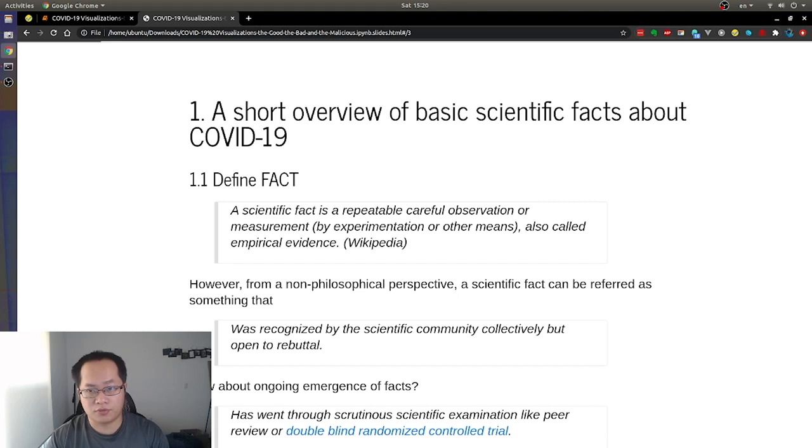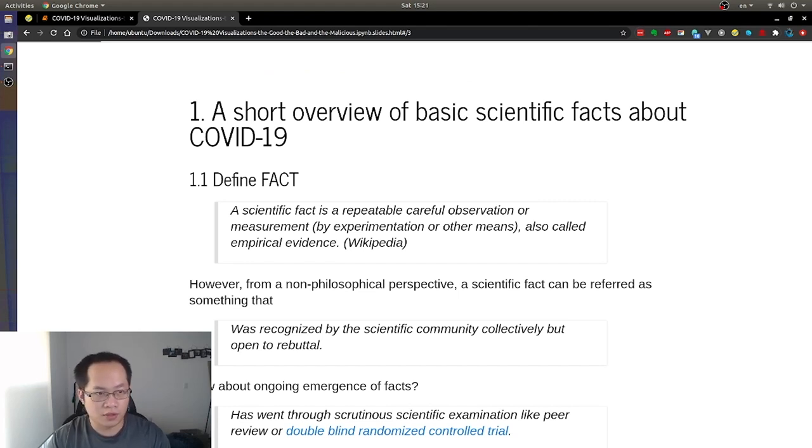This is important because scientists and researchers around the world are doing research about COVID-19 every day, and they're developing the so-called facts. So if it's an ongoing emergence of facts, we can further lower the bar a little bit. It may not be collectively recognized by the scientific community, but something, if you want to call it a fact, has to go through scrutinous scientific examination, like peer review or a double-blind randomized control trial, for example, a clinical trial.